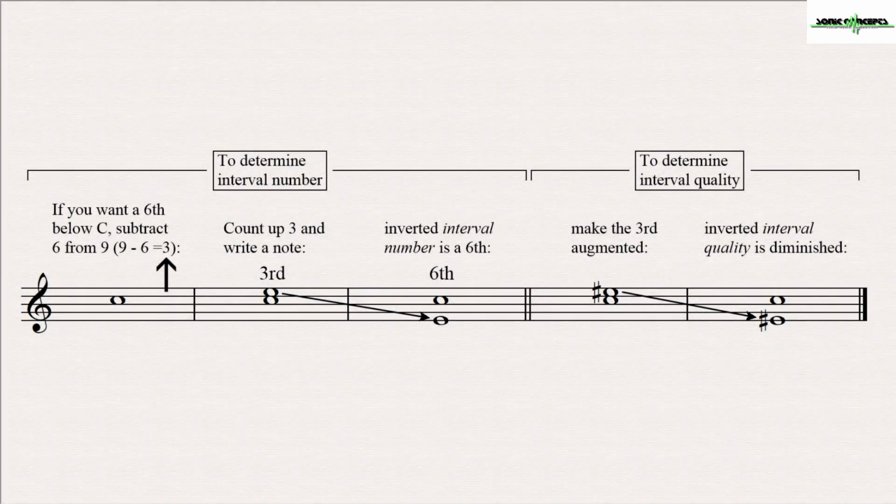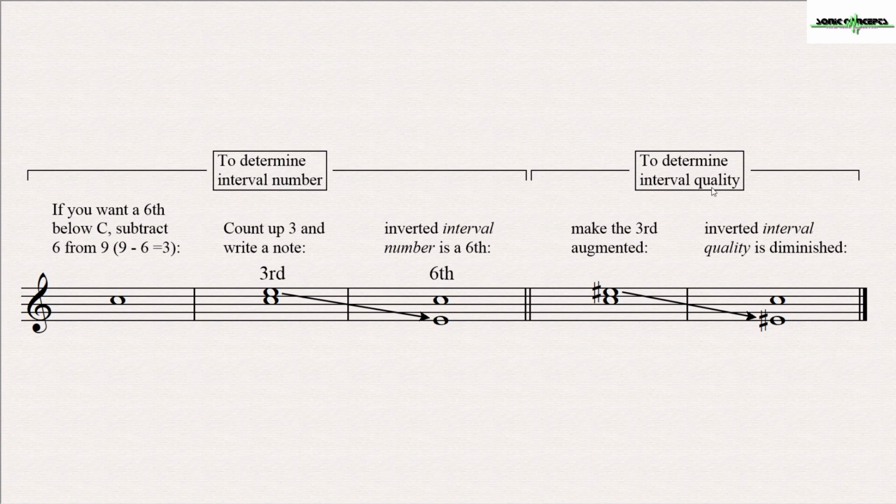The resulting number from subtraction tells you the interval number you will need to write above the given note to get the interval desired below the given note once it's inverted, or moved down an octave. Now count 3 notes up from C, including C as the first count, and write a note on E, which is the third. If we invert the interval now, notice it results in an interval number of a sixth as we move the E down one octave.